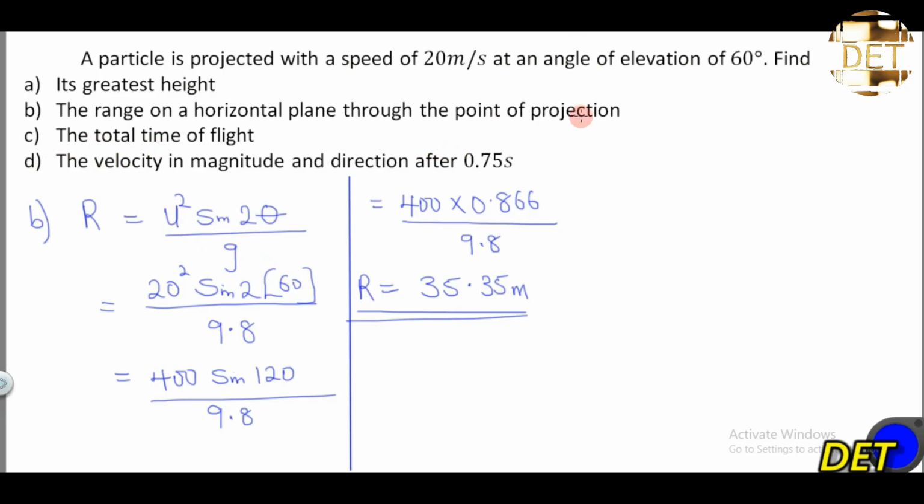So having done that, the next thing that we're going to look for is the time of flight, right? We have to look for the time of what? Of flight. So the formula for time of flight is equal to what? 2u sine theta over what?